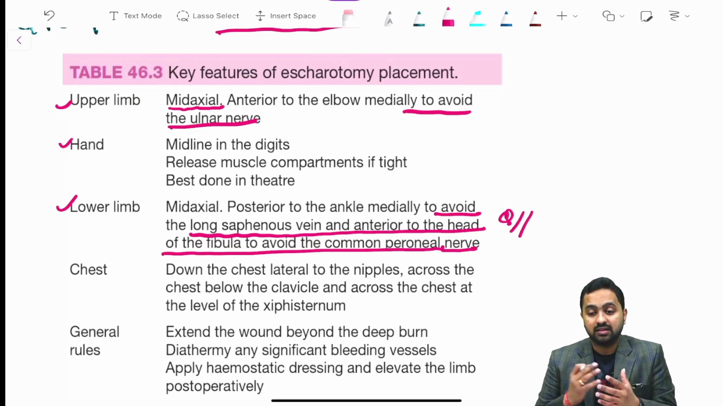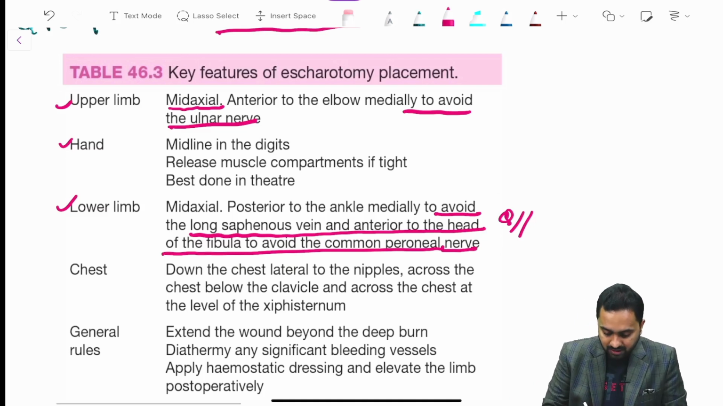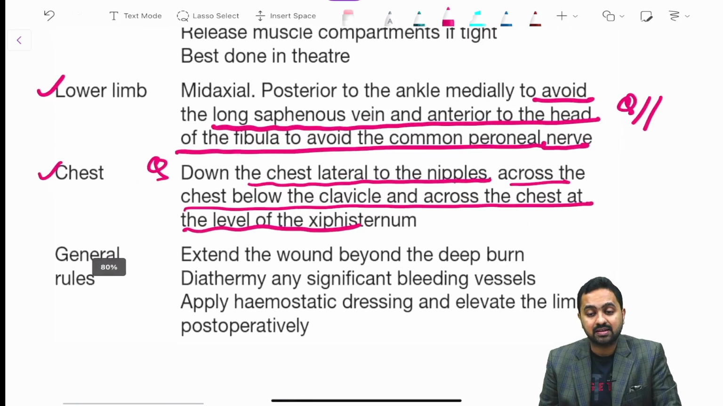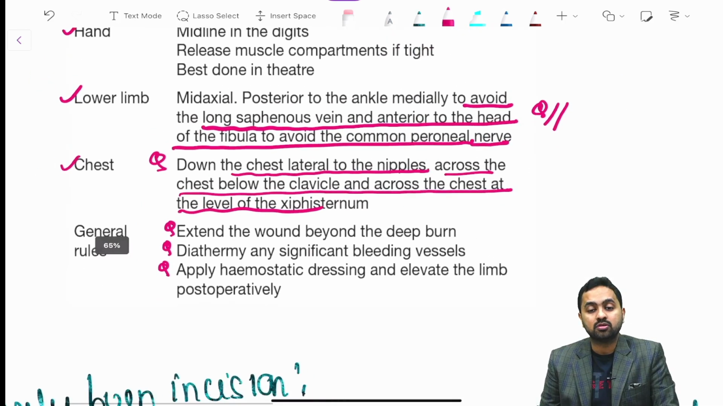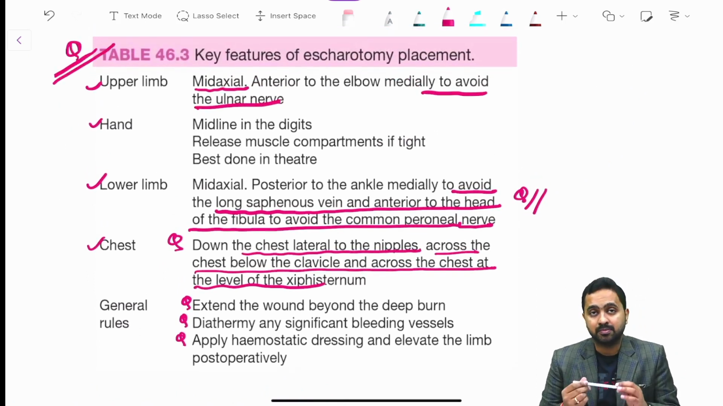They would usually change your directions, like they could put it posterior to head of fibula. No, you need to do it anterior to the head of the fibula to avoid the injury to your common peroneal nerve. Then we have your chest, which is down the chest, lateral to the nipples, across the chest, below the clavicle, and across the chest at the level of your xiphisternum. Then we have here some general rules which include that extend the wound beyond deep burn, diathermy, and any significant bleeding vessels, and apply your hemostatic dressing and elevate the limb post-operatively, right. So these are your few important concepts from your escharotomy. So please do remember them as questions are being framed from this particular segment.